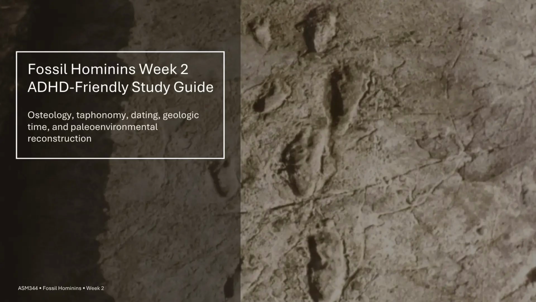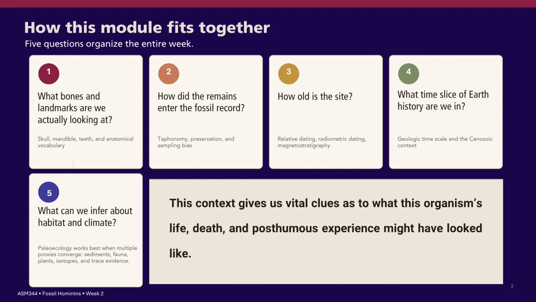Let's get to recapping. So how do paleoanthropologists interpret pieces of bone and rock in the context of evolution? Most of what we know about hominins comes from fossilized remains, especially skulls and teeth. A fossil is most informative in context. Where was it found? How old is it? What happened to it after death? What sort of environment was it living in before it died? The answer to these questions lies at the intersection of osteology, geology, taphonomy, dating, and paleoecology.